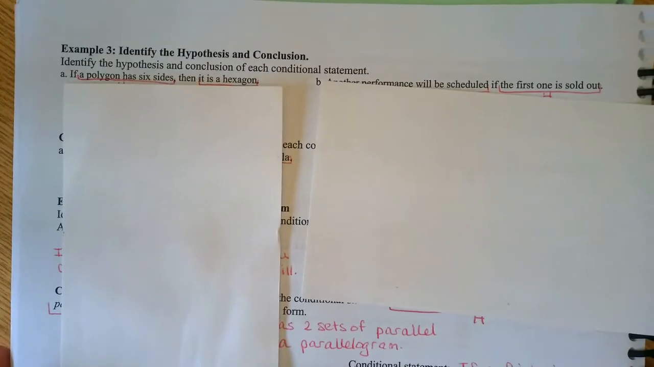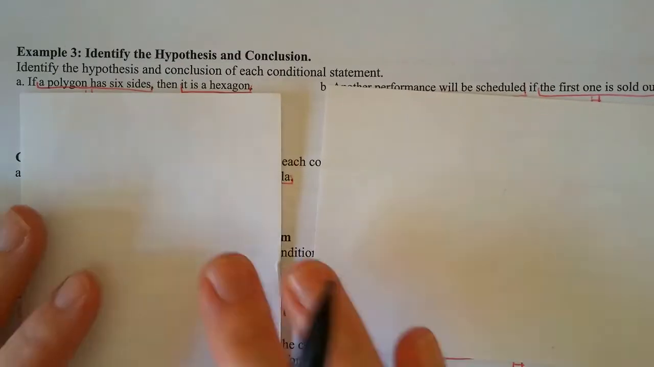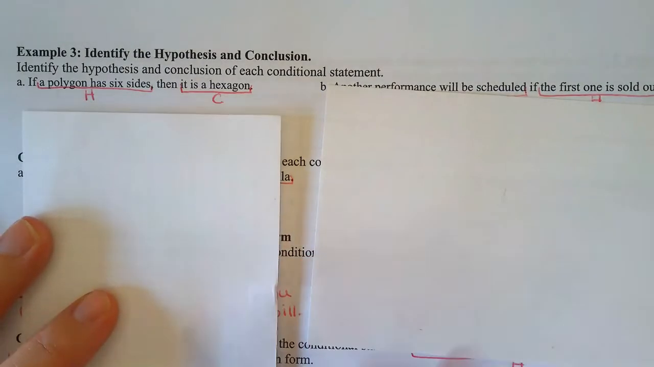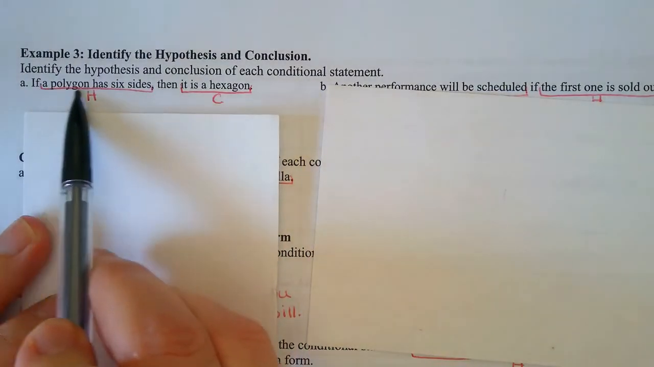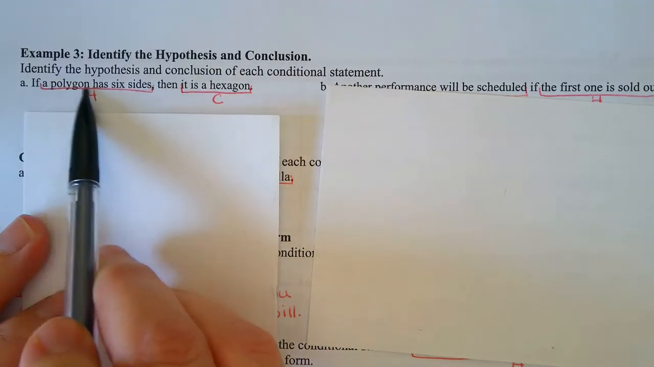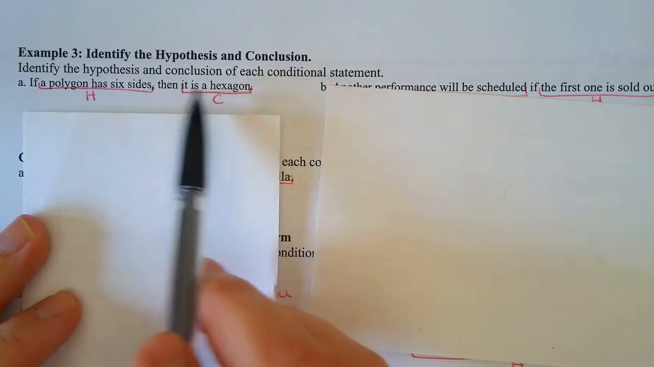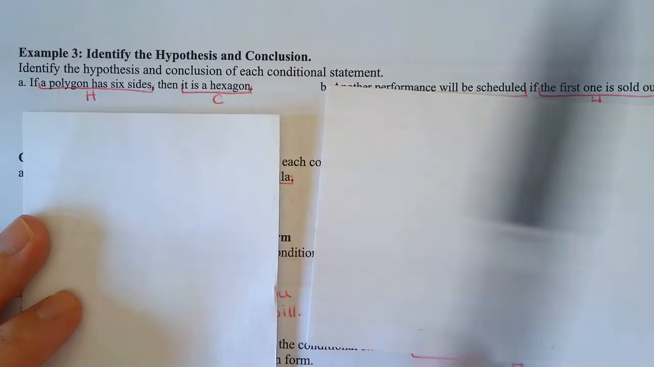So in your first sentence, it says, if a polygon has 6 sides, then it is a hexagon. The hypothesis is the portion after the word if and goes all the way to the word then. So make sure that you do not include the word if. The conclusion is the portion after the word then.